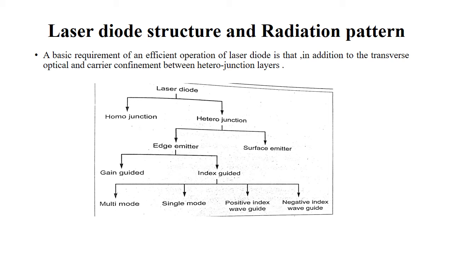So it is divided into two types. One is edge emitting laser and another one is surface emitting laser. Edge emitting laser means it will give the laser output through the mirror end or facet. Surface emitting laser means it will give the laser output through the surface of the diode. So the edge emitting lasers are divided into two types. One is gain guided laser and another one is index guided laser.